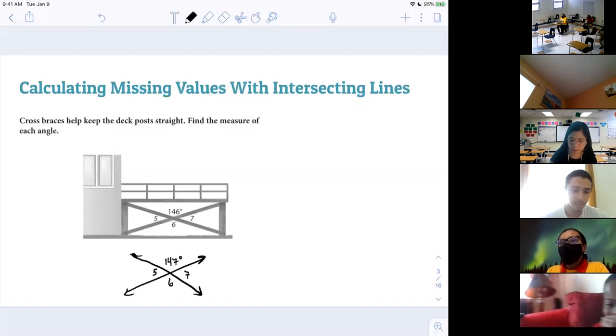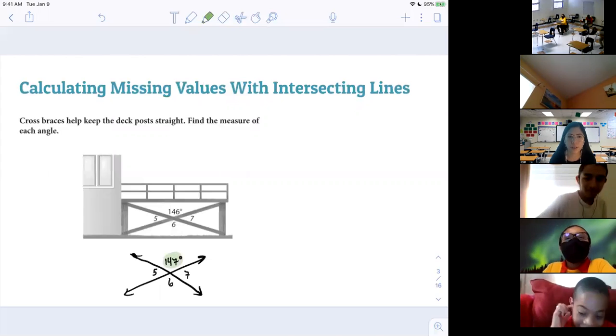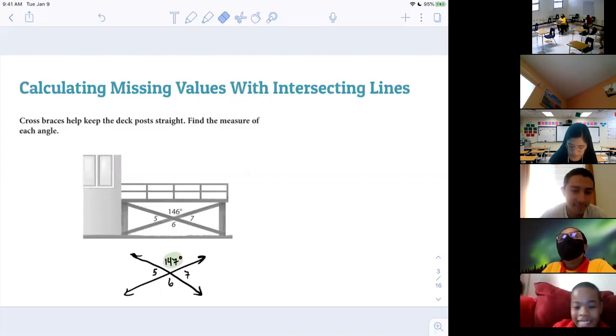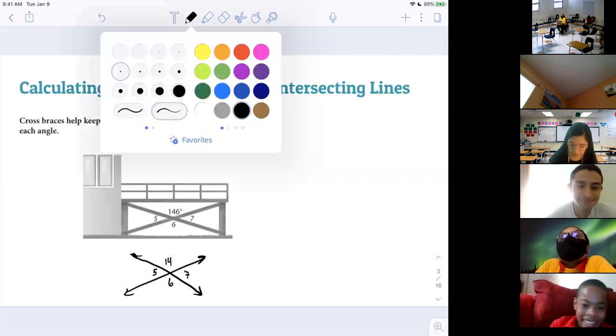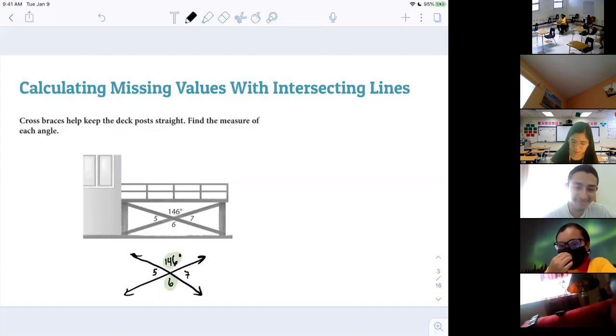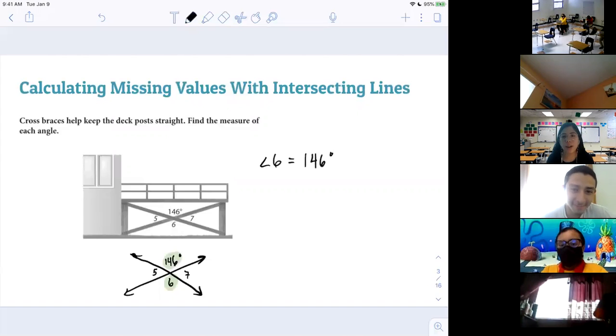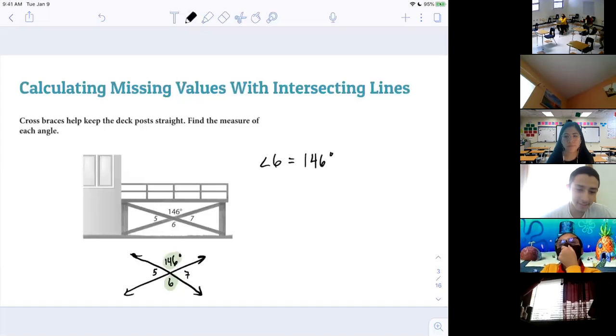Based on the vertical angle relationship, which angle is going to be congruent to 147 degrees? Or 146. Angle 6. Oops. Yeah, 6. So I know that angle 6 is 146 degrees. But then how could I possibly figure out the measures for angles 5 and angle 7? Can anyone think of a different relationship?